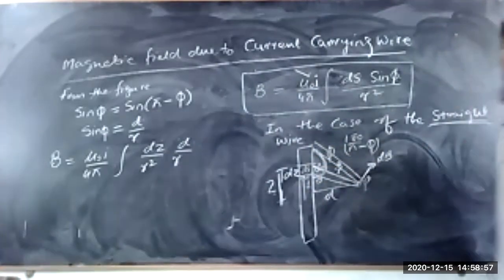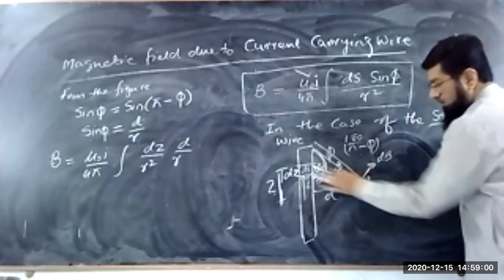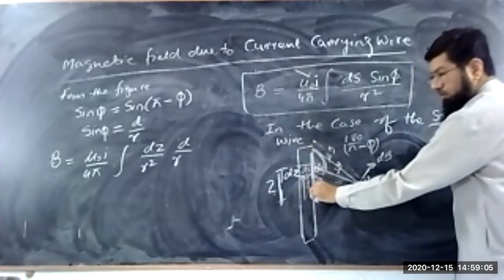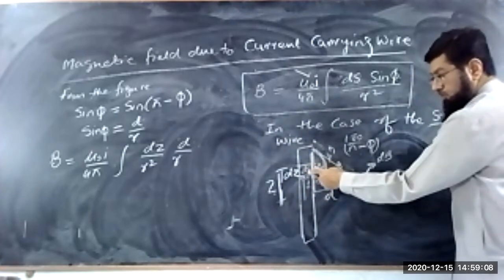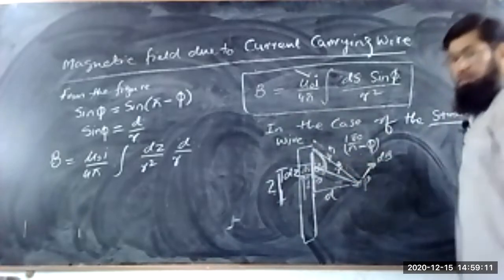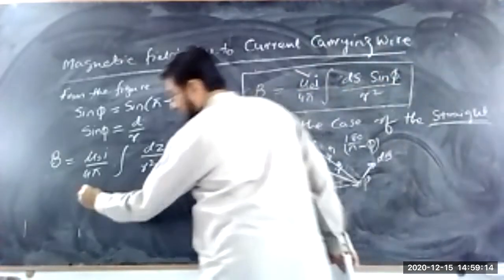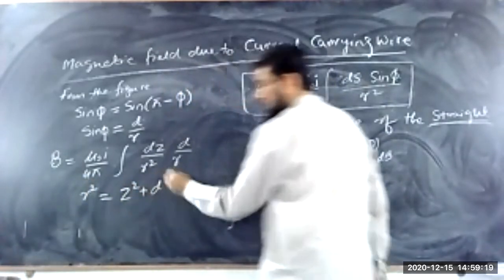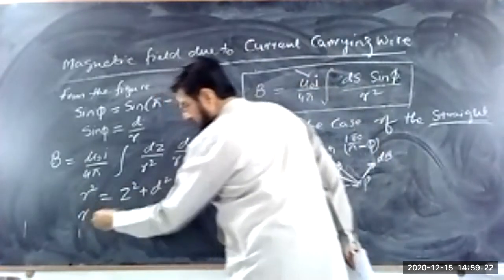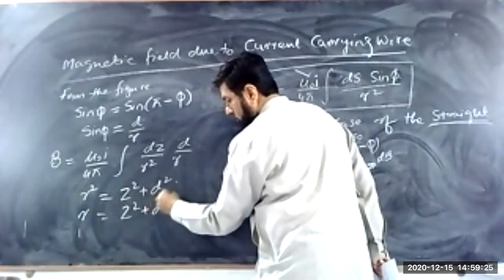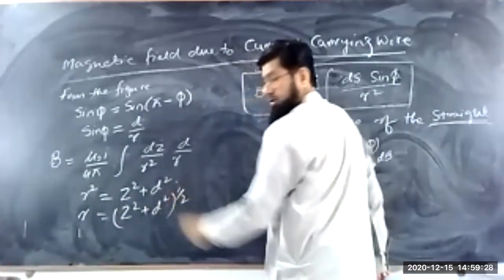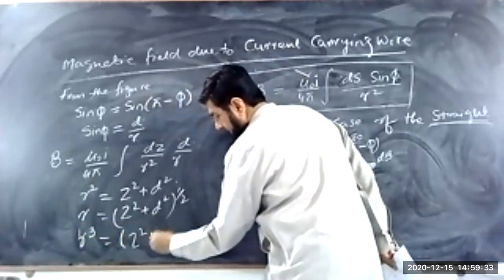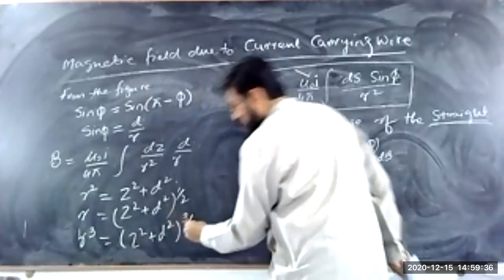So this r can be rewritten using the triangle and the Pythagoras theorem. This is the perpendicular, this is the base, this is the hypotenuse. According to the Pythagoras theorem, hypotenuse square r square is equal to base square plus perpendicular square. So r is equal to (z square plus d square) power 1 by 2, and r cube is (z square plus d square) power 3 by 2.